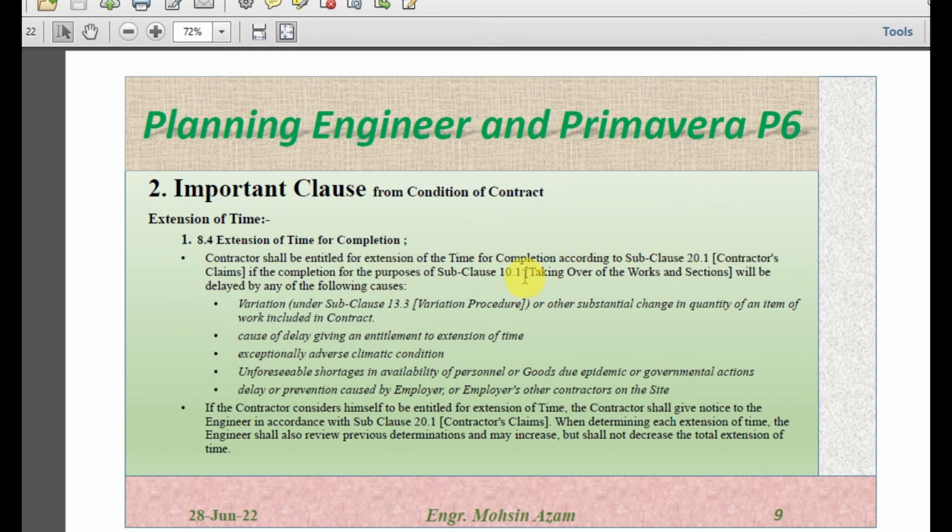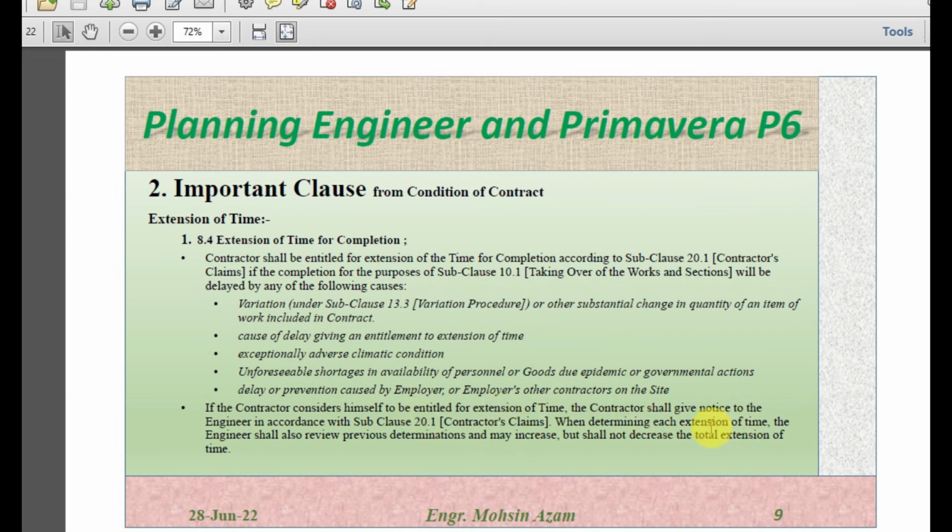if the taking over certificate as per subclause 10.1 is delayed for the complete project or for the section, if he pays variation, if there is some additional scope added in the project, or a delay giving entitlement to the extension of time, or adverse climate condition, or the shortage of manpower and equipment, or delay by the employer or other contractors. If the contractor considers himself to be entitled to the extension of time, the contractor shall give notice to the engineer in accordance with subclause 20.1. So the contractor has to give notice to the engineer under the contractor claim clause 20.1.